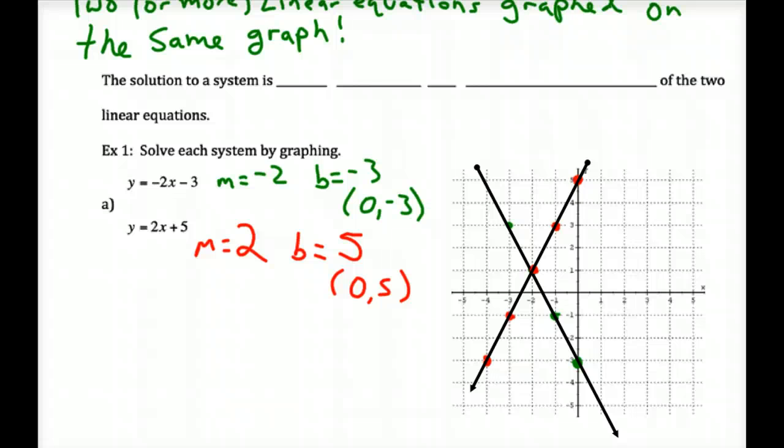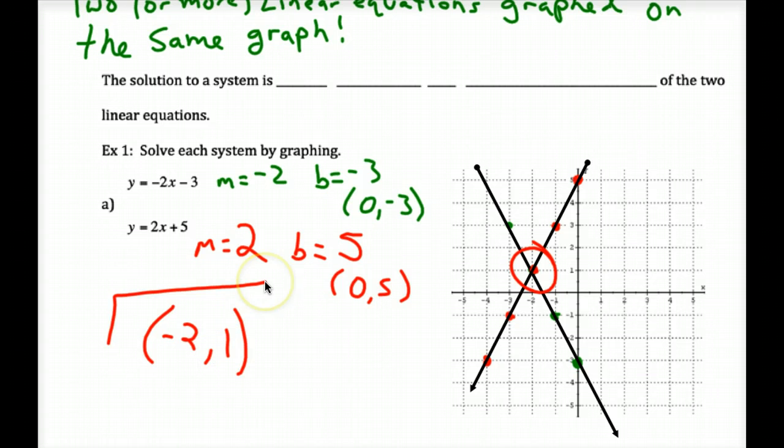A great thing that you can do right now when you're solving systems and you graph them is to circle where they intersect. That is the solution, but you do have to write it down. (-2, 1). That's the solution. So what you're doing tonight is a sneaky way to have you do 2 problems at once. You're just graphing 2 lines, looking for where they intersect.